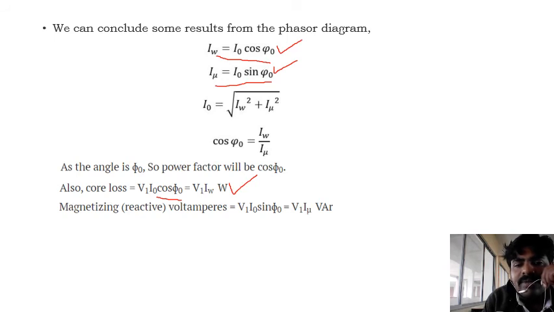Then the reactive power, that is the magnetizing component of power, is given as V1 I naught sin phi naught. I naught sin phi naught is nothing but I mu. This is the reactive component of power, represented in VAR, that is volt ampere reactive, and the other is the active component of power, given in terms of watts, volt into ampere.